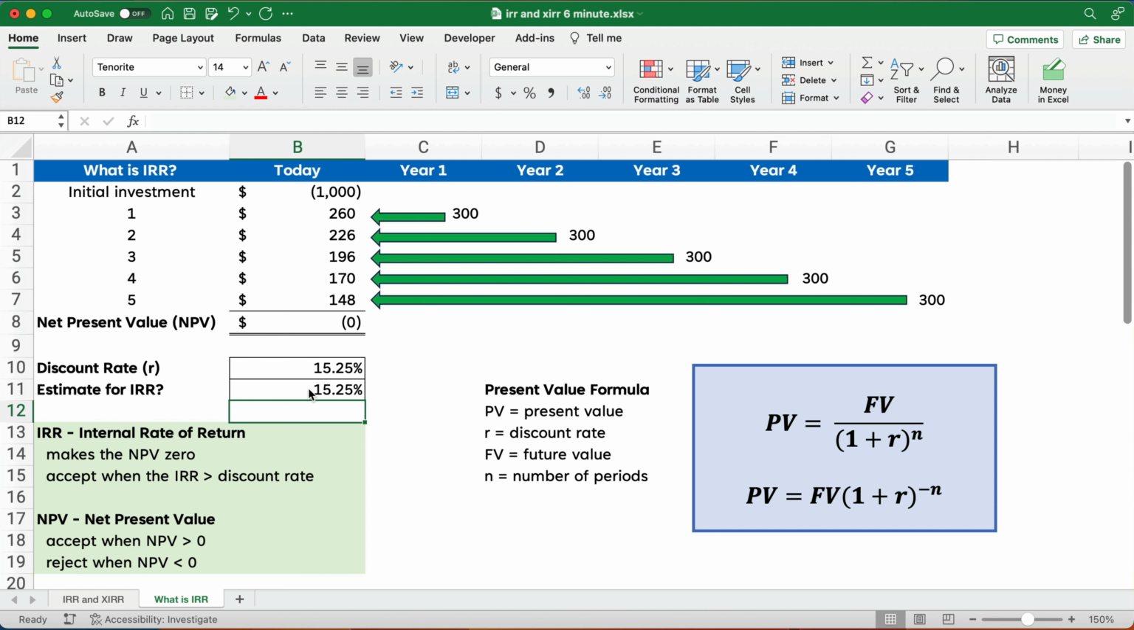Check out the video on how to calculate it in Excel quickly. There's 2 different methods that are excellent in Excel. So you want to do that quickly rather than doing the trial and error method that we're doing here.